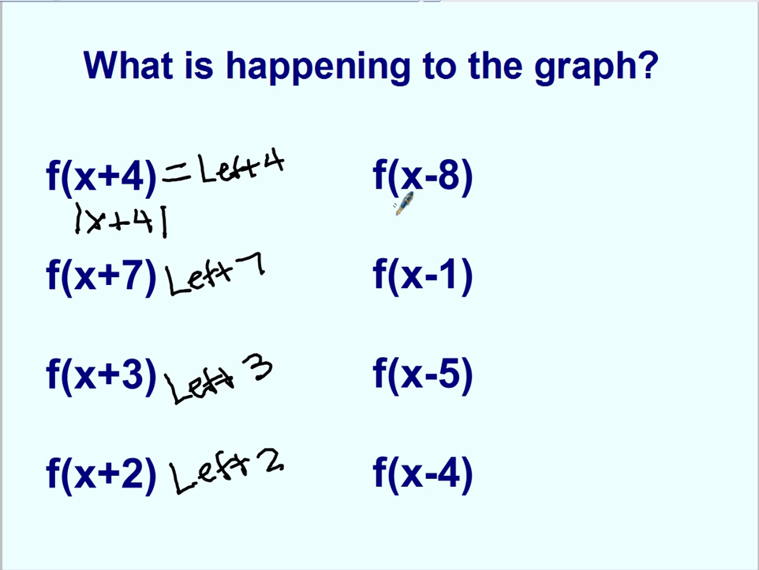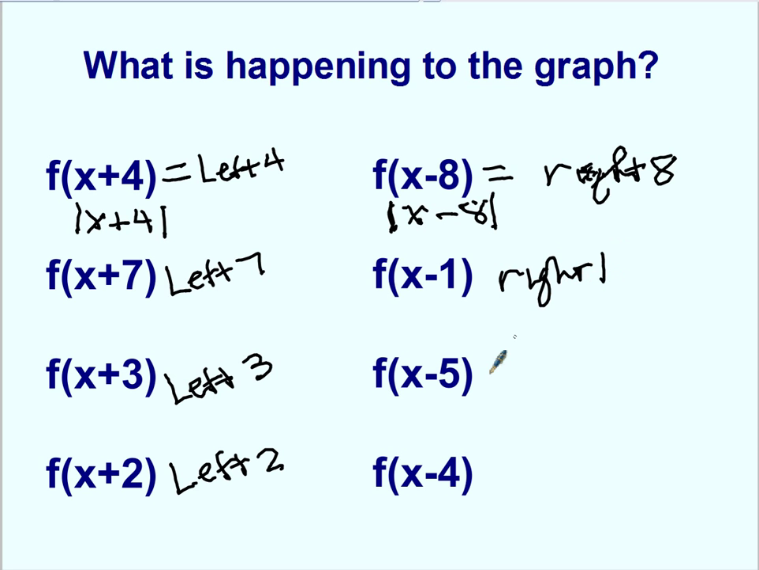Subtracting moved us to the right. In equation notation, this would be x minus 8 inside the absolute value brackets. That moved us to the right. So this would move us to the right 8 units. If I subtract 1 inside the function, I'm moving to the right 1 unit. To the right 5 units if I subtract 5 inside the function, and to the right 4 units if I subtract 4 inside the brackets.